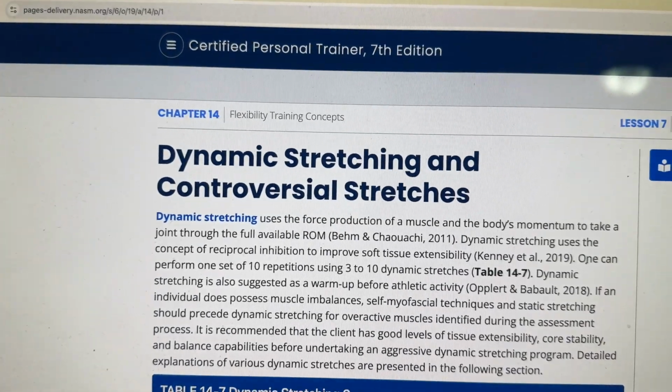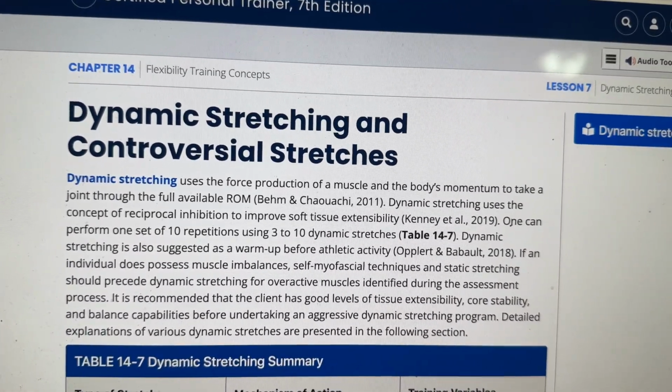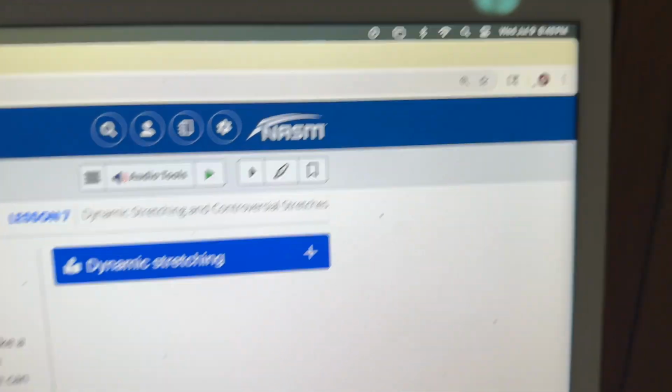All right, now into chapter 14, lesson 7, the final lesson, dynamic stretching and controversial stretches. 8:48 right now, 10 pages. Hopefully it's like the other chapters where it's just pictures. Yeah, lesson 6 was just basically lesson 5, but instead of static, it's active now. So you're moving and you're doing reps instead of holding it for like 30 seconds. So I'm gonna kill this lesson real quick. Hopefully I'll be done by 9. So I'll see you guys in a little bit.